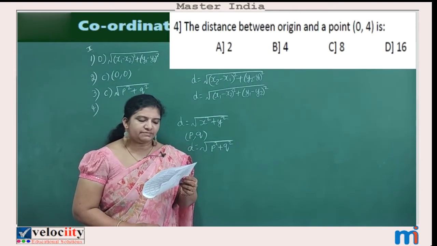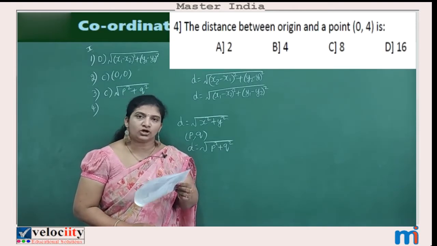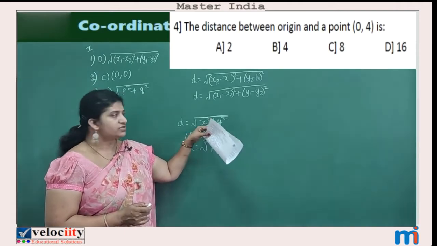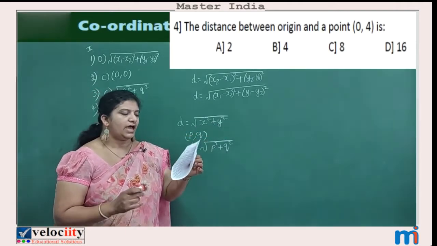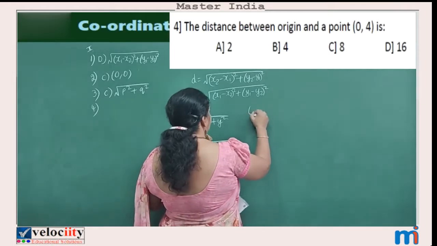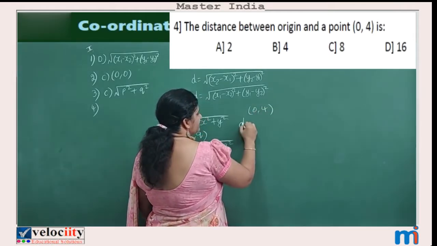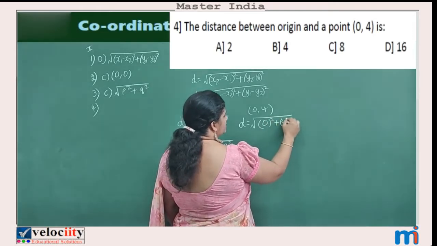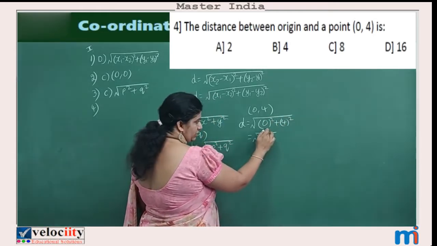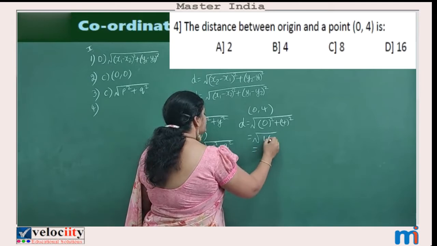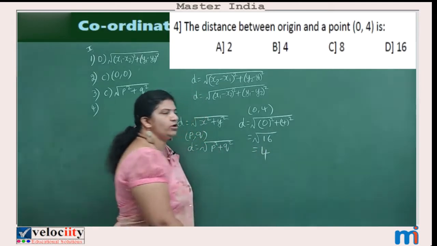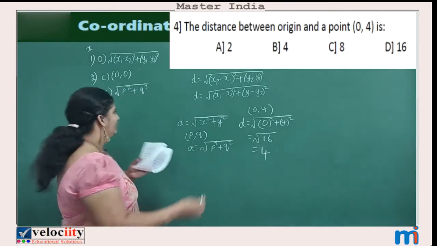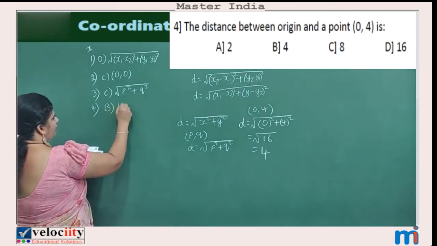Fourth one, the distance between the origin and the point 0, 4 is. Origin, immediately you remember this formula, right? Square root of x square plus y square. And you have the coordinates here, 0, 4. Apply the distance from the origin formula. 0 square plus 4 square. 0 square will be 0. 4 square will be 16. Square root of 16 is 4 units. Let's see the option here. Option B, 4.